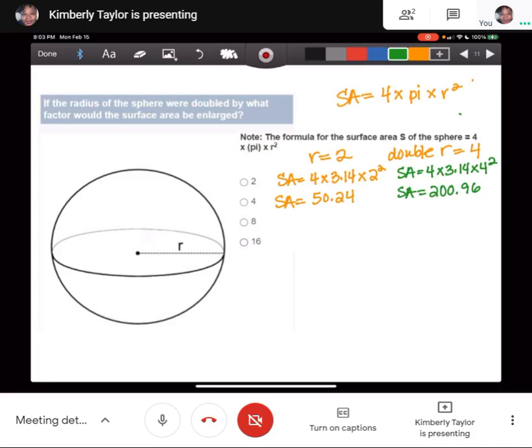Now to see by what factor it is enlarged, just do division. 200.96 divided by 50.24. And you get 4. So, by what factor would the surface area be enlarged? It would be enlarged by a factor of 4. And that's it. That's all.